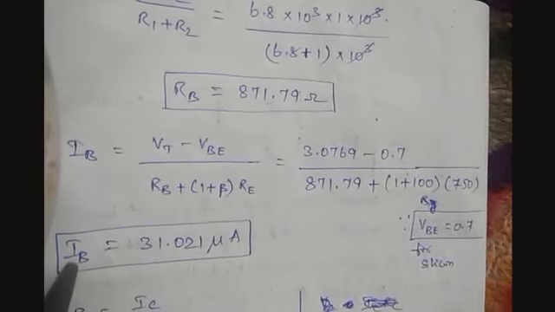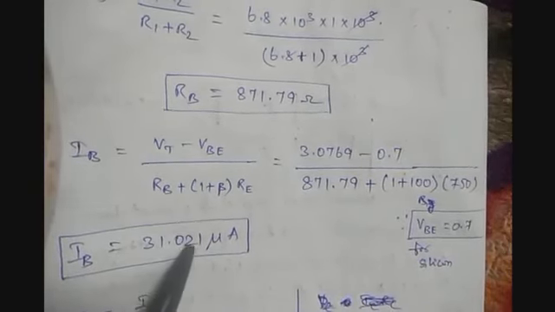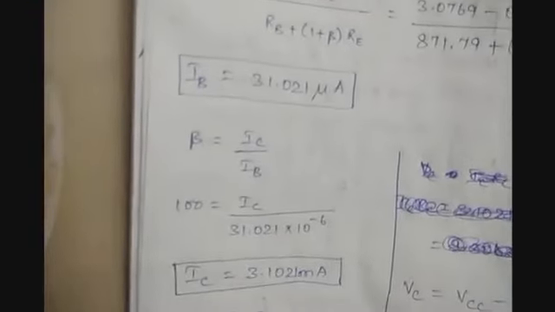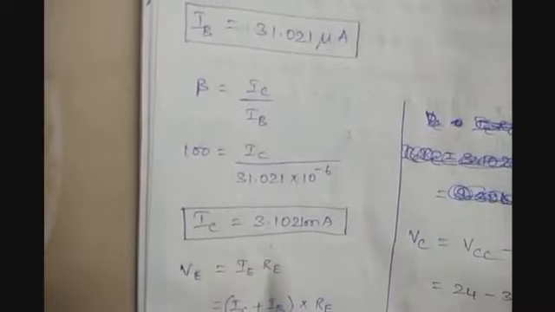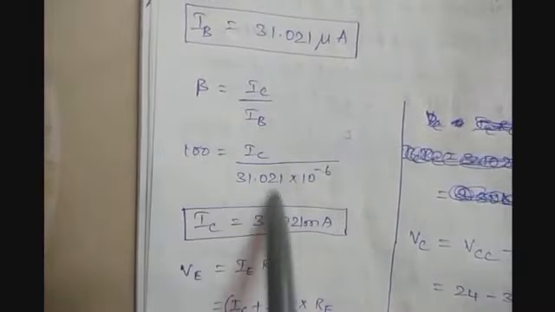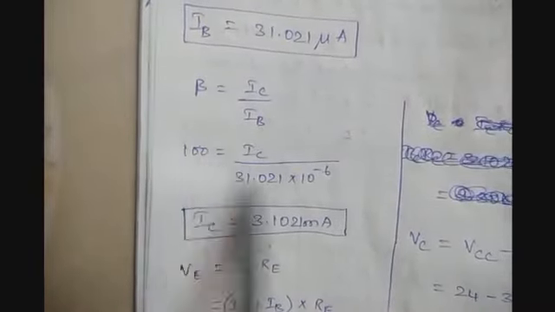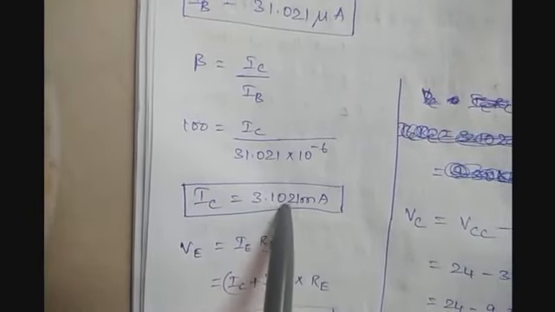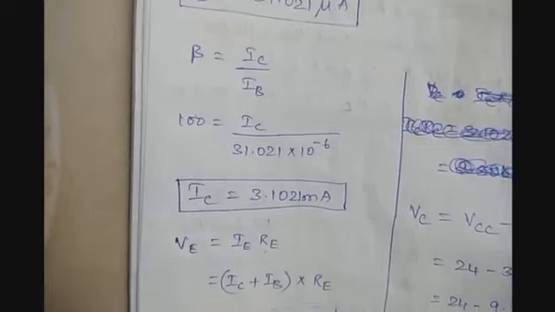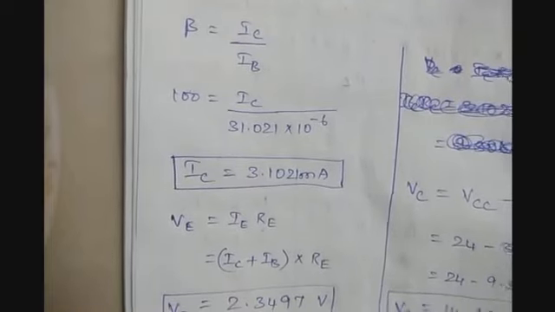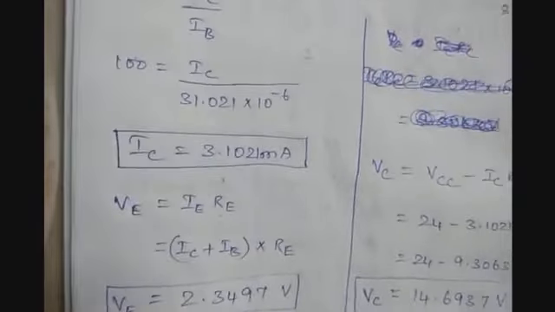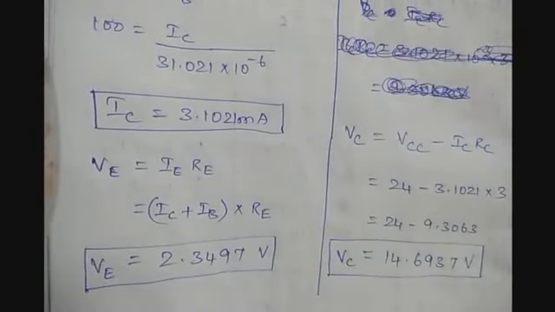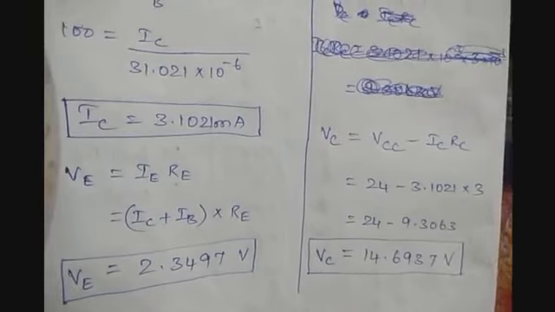After simplifying I got the IB value, that is 31.021 microamps. And we can calculate the IC value because the beta value is given. So substitute beta and the IB value, then we got the IC value, that is 3.1021 milliamps. Then VC and VE values we need to calculate, because we have to draw the DC load line and locate the Q point, right?